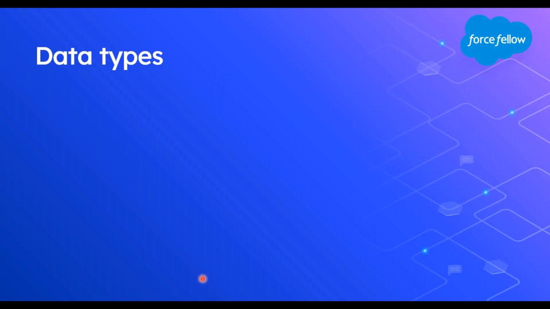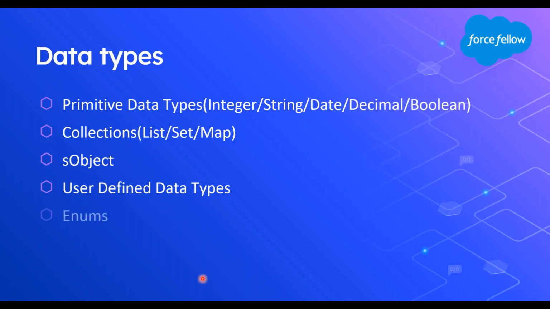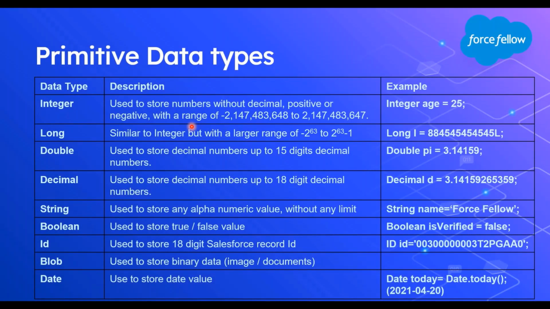So now I think we have a fair idea about what data types, variables and constants are. And now let's discuss what kinds of data types we have in Apex. Here we have different kinds of data types like primitive, collections, sObjects, user defined data types and enums. These are all the available data types in Apex, and as per our requirement, we have to select the relevant type. Now let's discuss each in detail, and let's start with the primitive data types.